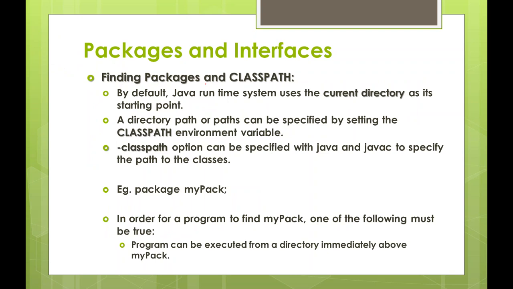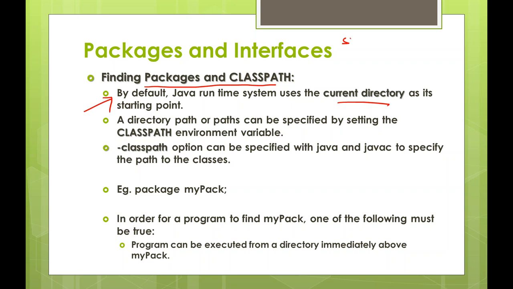Let us see how the Java runtime finds these packages and the corresponding classes when we are running a particular Java program. Whenever you are running, there are three different ways in which the Java runtime system tries to identify the classes that you specify. One is by default, the Java runtime system uses your current directory as its starting point.